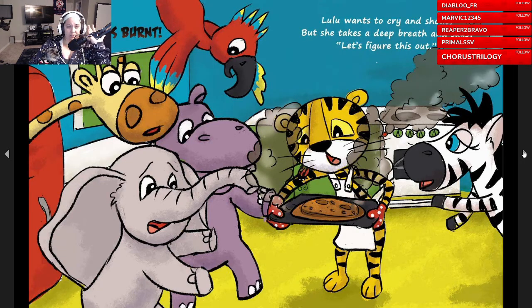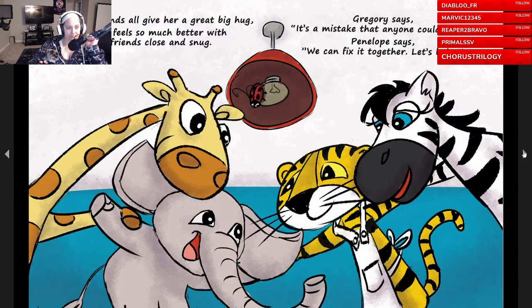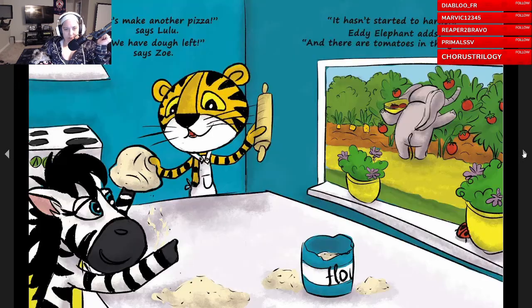The pizza is burnt. LULU wants to cry and shout, but she takes a deep breath and says, "Let's figure this out." Then her friends all give her a great big hug. And she feels so much better with her friends close and snug. Jeffrey says, "It's a mistake that anyone could make." Penelope says, "We can fix it together. Let's bake."